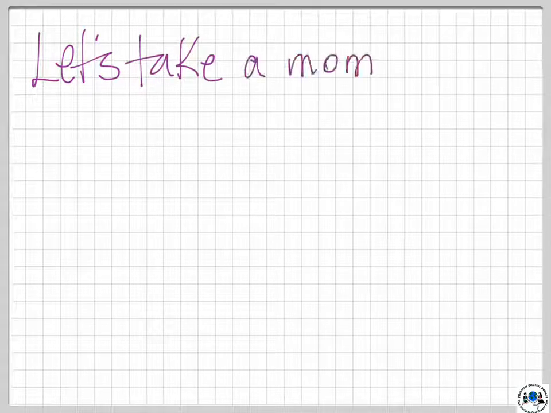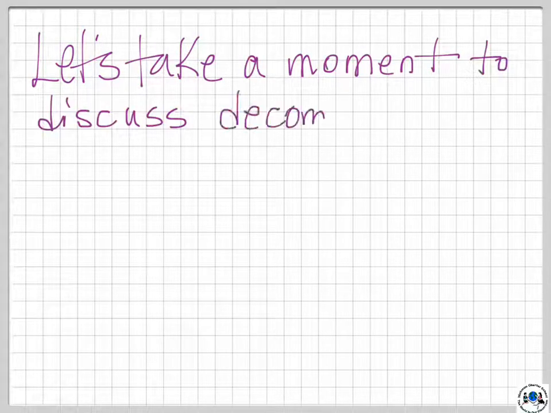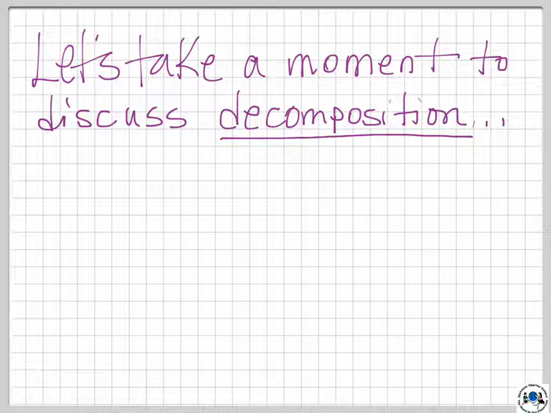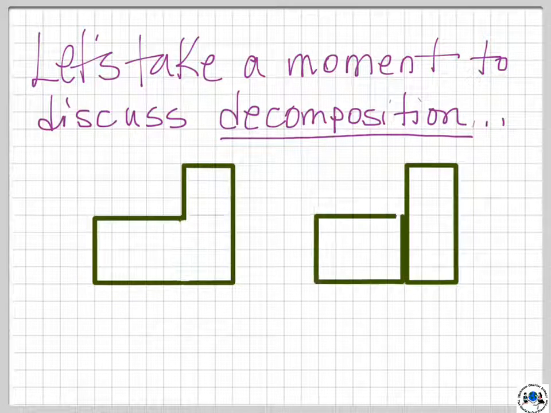Let's take a moment to talk about something called decomposition. Decomposition is a method that is going to help us to solve problems where we have shapes that are made up of several shapes. It could be a very anxious experience if you see shapes that look like these. And of course my question to you will be, what is the area of these shapes?